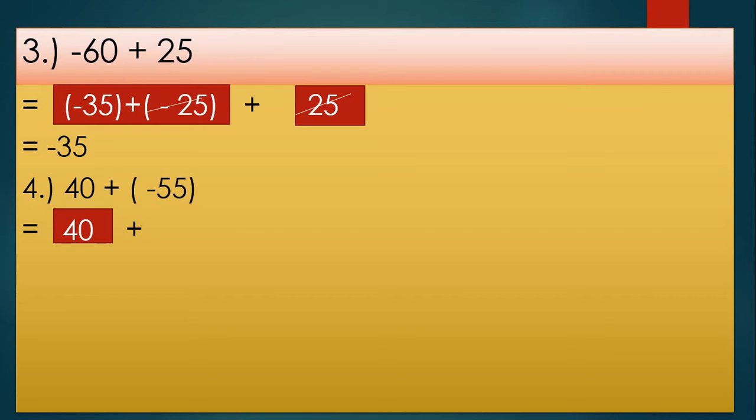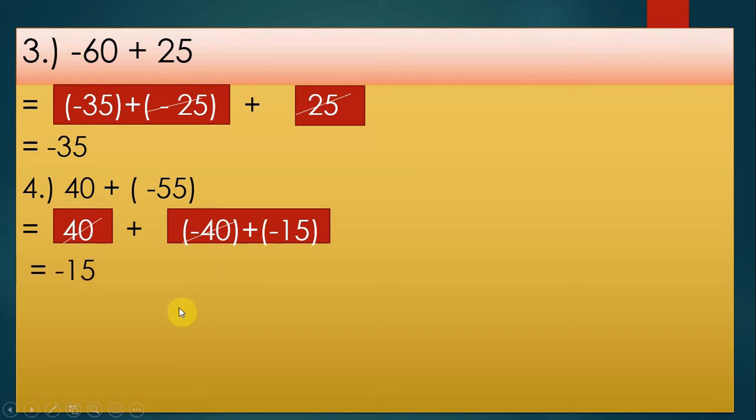Okay, so here you bring down 40 and break down negative 55, and one of which breakdown is the opposite of 40, which is negative 40. Now these are two opposite numbers. You could cancel it, cancel 40 and cancel negative 40. So therefore the answer is negative 15.